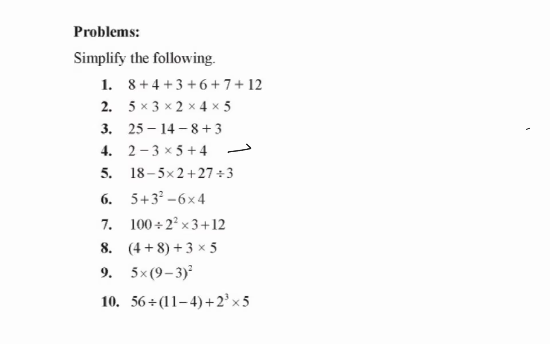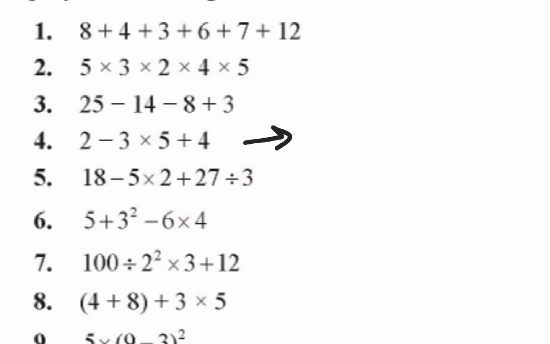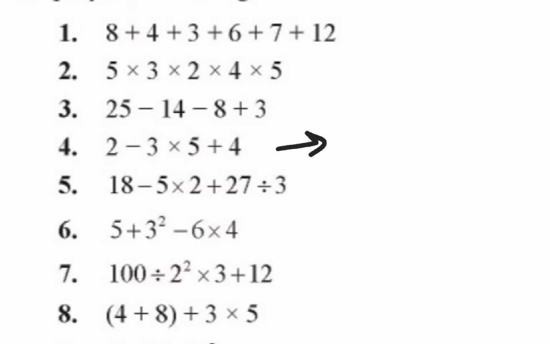How will I do the fourth problem? What is the priority here? Is it the sum, the division, the multiplication? It says 5 plus 4 by 3 plus 5. What will I do first? First, I will do the multiplication, it has priority. 2 minus 15 plus 4. And what is 2 minus 15 plus 4?